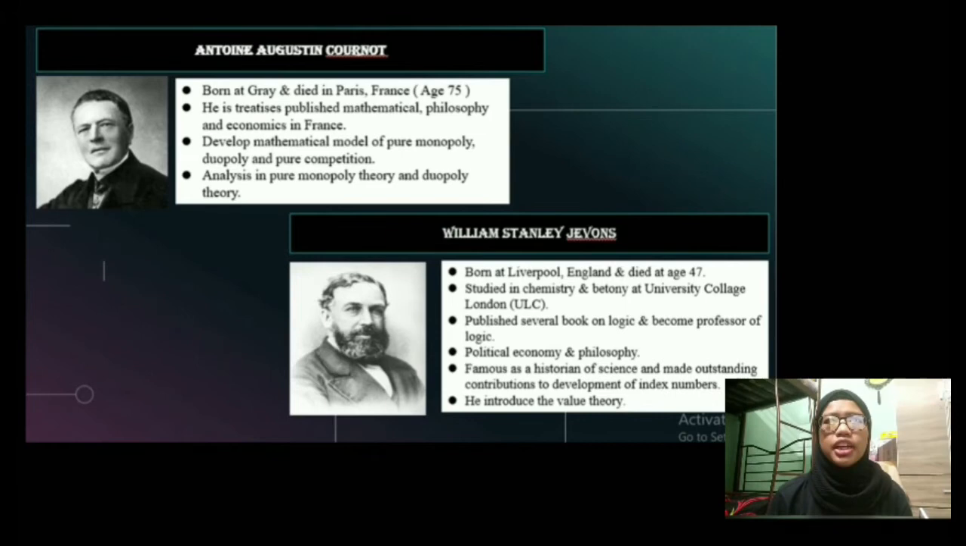Jevons studied chemistry and botany at University College London. But because of the bankruptcy of his father's business in 1847, Jevons left his studies to take up the position of assayer in Australia. He remained there for five years, and when he returned to England, he resumed his study at UCL. He published several books on logic and became professor of logic, political economy and philosophy at Manchester, and later at University College London.